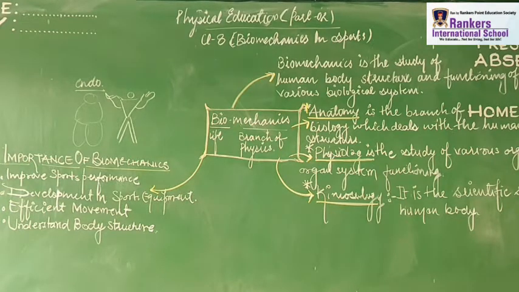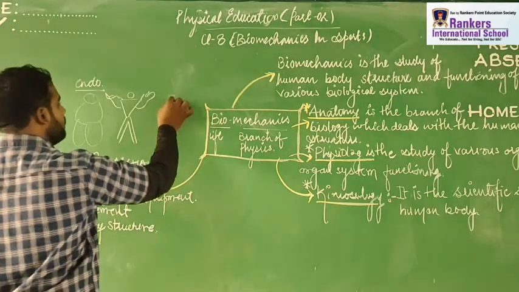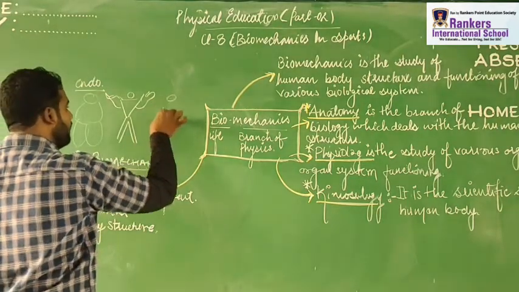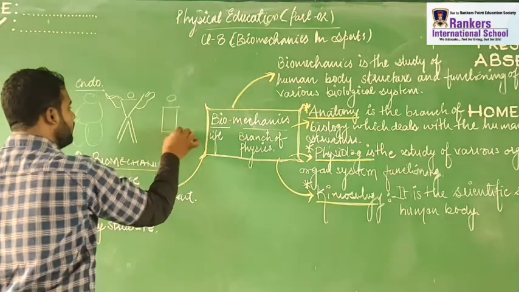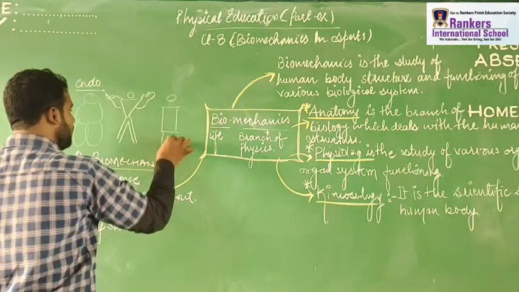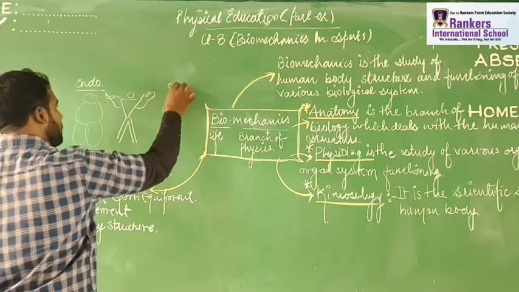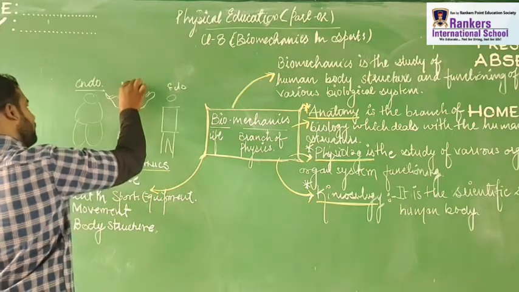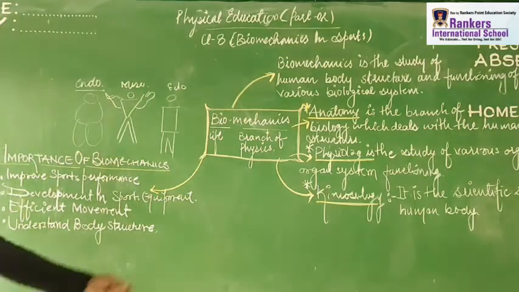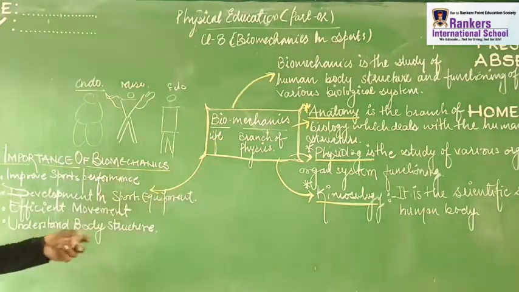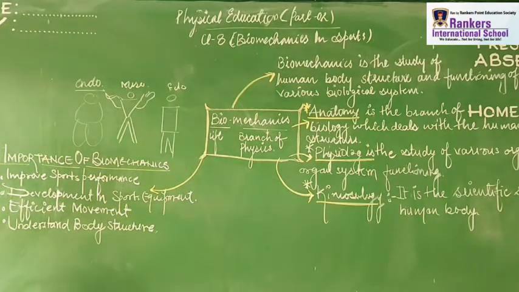When we talk about ectomorphic, since we are now talking about body structure, ectomorphic organisms have a rectangular body shape, thin and lean, right? So these are ectomorphic. These are mesomorphic. So when we study biomechanics, we'll be able to know about the body structures properly, right?